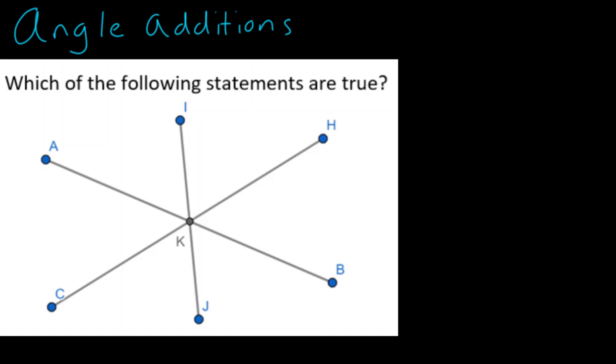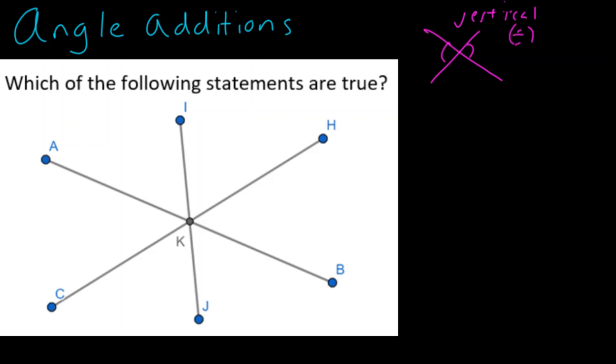Okay, welcome to Angle Additions. Now this one says which of the following statements are true, and you'll notice, of course, I don't have really any options for you, but what I'm going to do is try and create several options for y'all. So check this out. What do we know? We know that whenever two lines intersect, their opposite or their vertical angles are congruent. All right, their vertical angles are congruent.